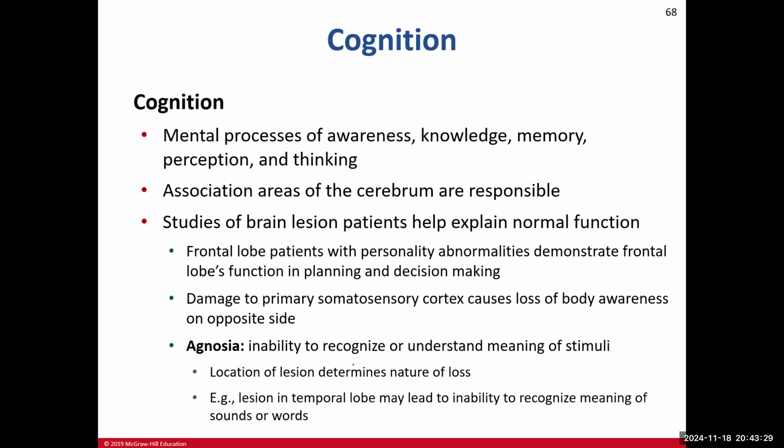Okay, cognition, higher order function. So what is the definition of it? Mental processes of awareness, knowledge, memory, perception, and thinking. So that's what we're talking about. When we talk about cognitive or cognition, we're referring to all of these various different topics here. And so we're going to see, in the cerebrum, we already discussed this in last class, we're going to have all of these different functions here: awareness, knowledge, memory. They're all over the place. These association areas can be in several different locations in the cerebrum here.